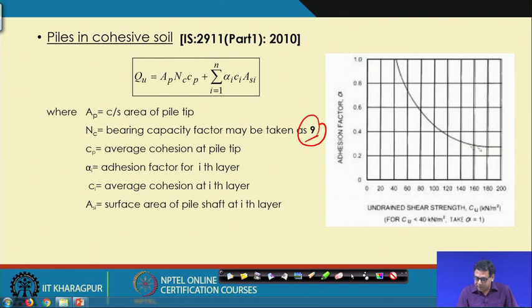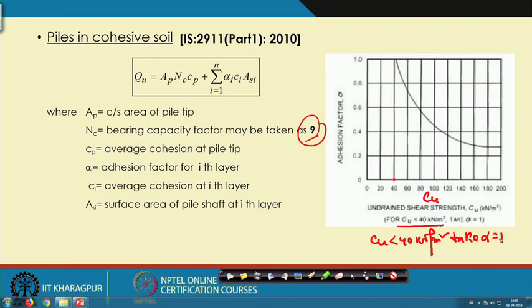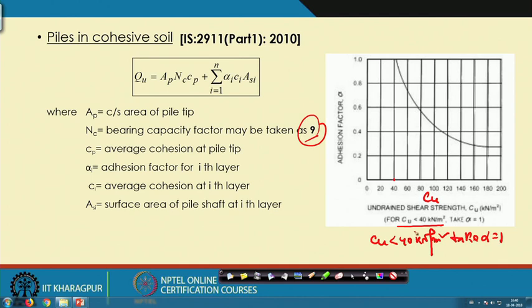And here the alpha value I will get from this chart. The IS chart difference is that if your Cu value is less than 40 kilonewton per meter square, then take alpha value equal to 1 for the IS code method, but generally we will follow the previous method. So if you are following the IS code method and Cu is less than 40, then alpha is 1. After that you can follow this curve, and depending upon the different Cu, you will get the adhesion factor. Okay.